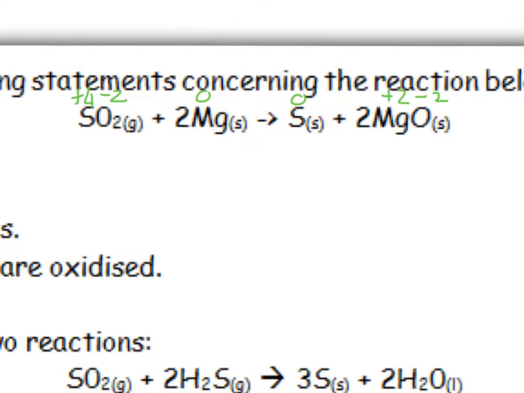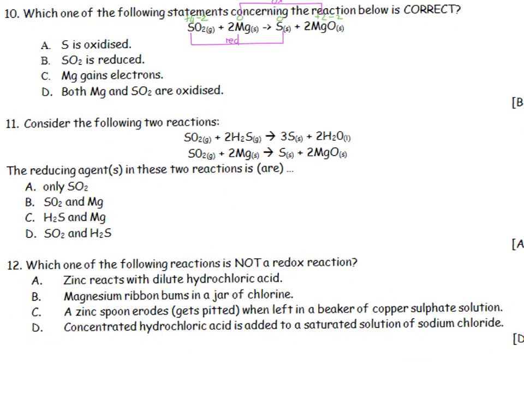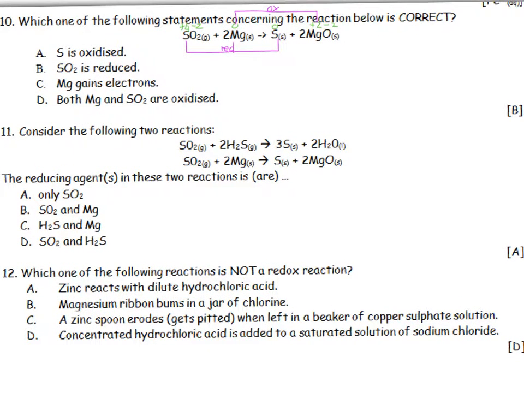So I can say sulfur's gone from plus 4 to 0, it was reduced, and magnesium has gone from 0 to plus 2, so it has been oxidized. What's the question? Sulfur was oxidized, no, sulfur got reduced, and they've written it with a one-way arrow, so I'm only going to concern myself with the forward reaction. Sulfur dioxide is reduced, that's true. Magnesium gained electrons, no, magnesium lost electrons. Both magnesium and sulfur dioxide are oxidized. What a load of rubbish. You can only have one thing being oxidized and one thing being reduced.